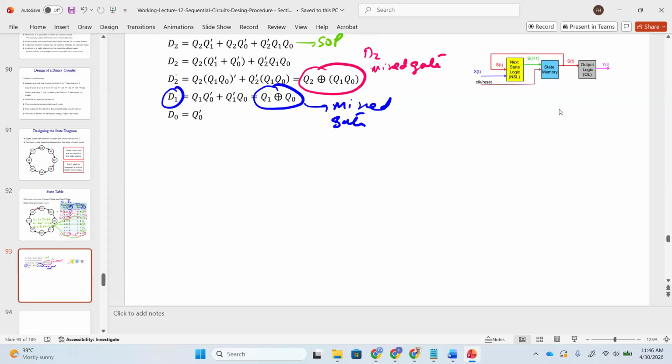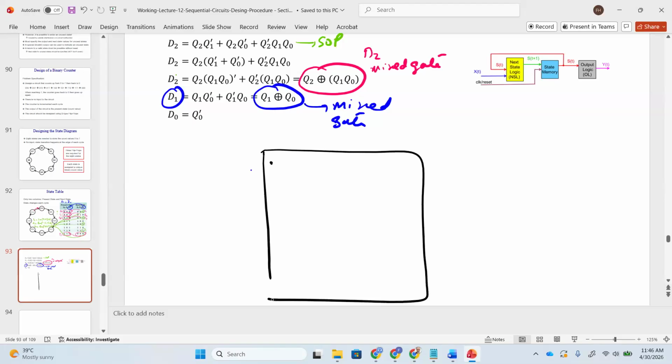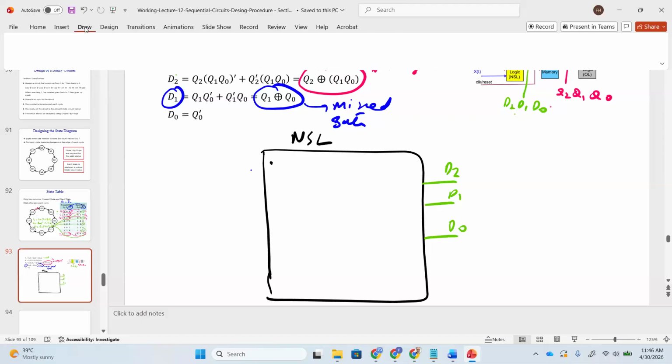So we have the next state logic, the NSL. In this, actually, there are three flip flops. These three flip flops are Q2, Q1, and Q0. Then we have D2, D1, and D0 as their inputs, and the outputs Q2, Q1, and Q0.